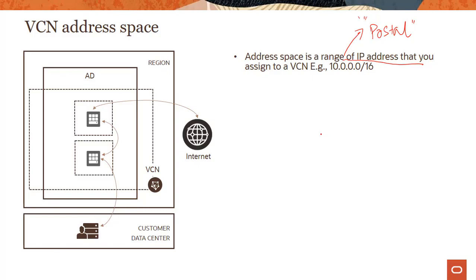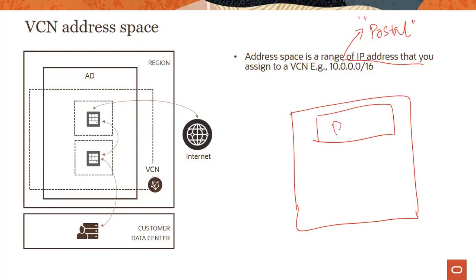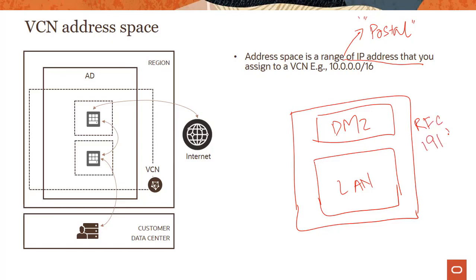Typically in an on-premises environment, or at least in the traditional environment, you have a concept called a DMZ, the demilitarized zone, and then you have your local area network. IP addresses are precious resources. So many years back, the RFC standards came up with the concept of RFC 1918 addresses. These addresses are called private address space. The idea was to preserve the public IPv4 addresses and also prevent overlapping of IP addresses.